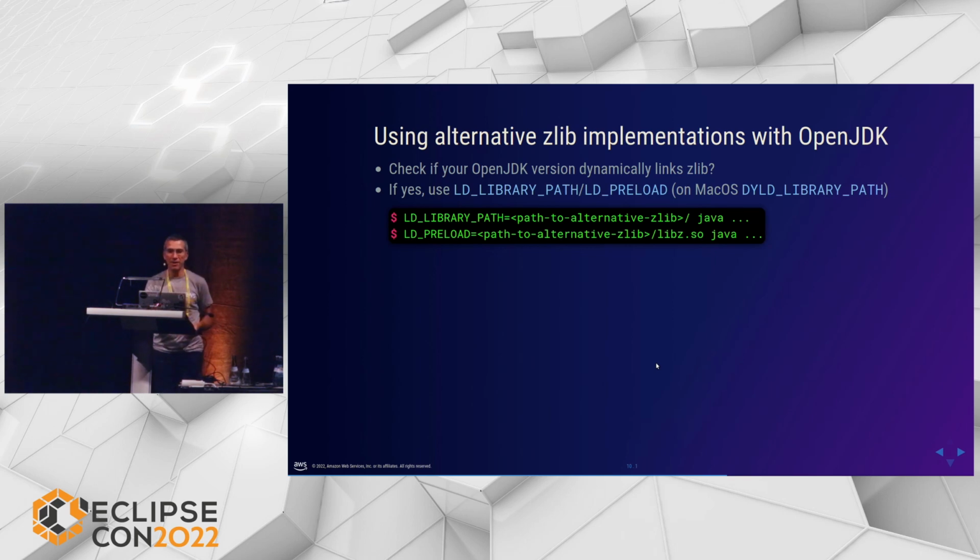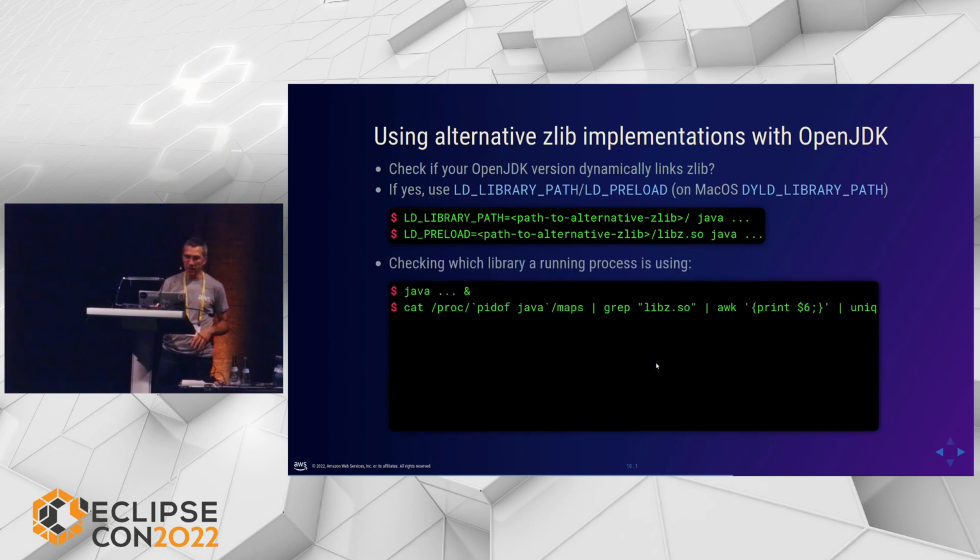So how can you use alternative zlib implementations with OpenJDK? Well, it's quite easy. If your OpenJDK is dynamically linked against zlib, you can just use LD_LIBRARY_PATH or LD_PRELOAD. LD_LIBRARY_PATH takes a path to an alternative version of your zlib library. LD_PRELOAD contains the file itself. And you can even check on the running process which library it has picked up.